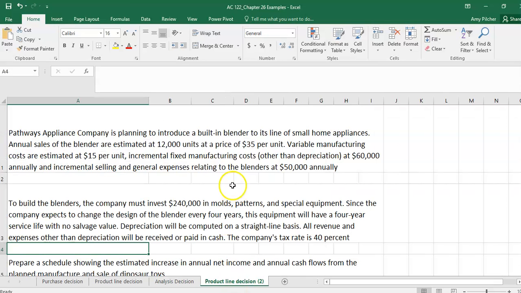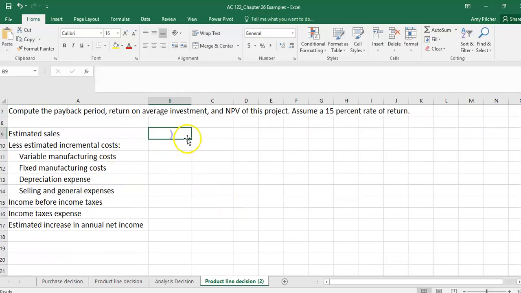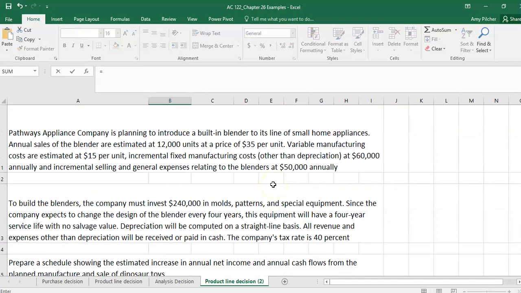Our last example is similar to the dinosaur example. So we have a company that's looking at taking on a new product line, and we're going to analyze the information in order to get our cash flows. So we start by making this incremental income statement just like we did last time. So we take 12,000 units times $35 to get our estimated sales.